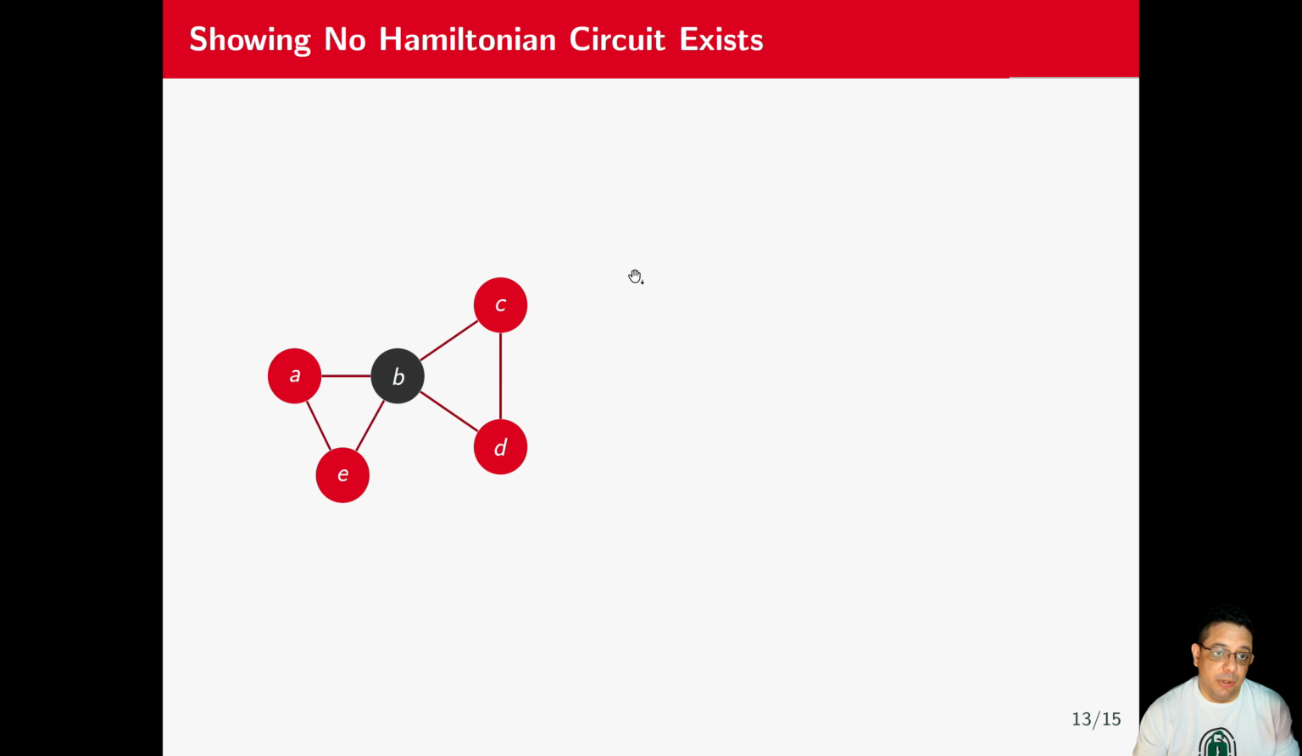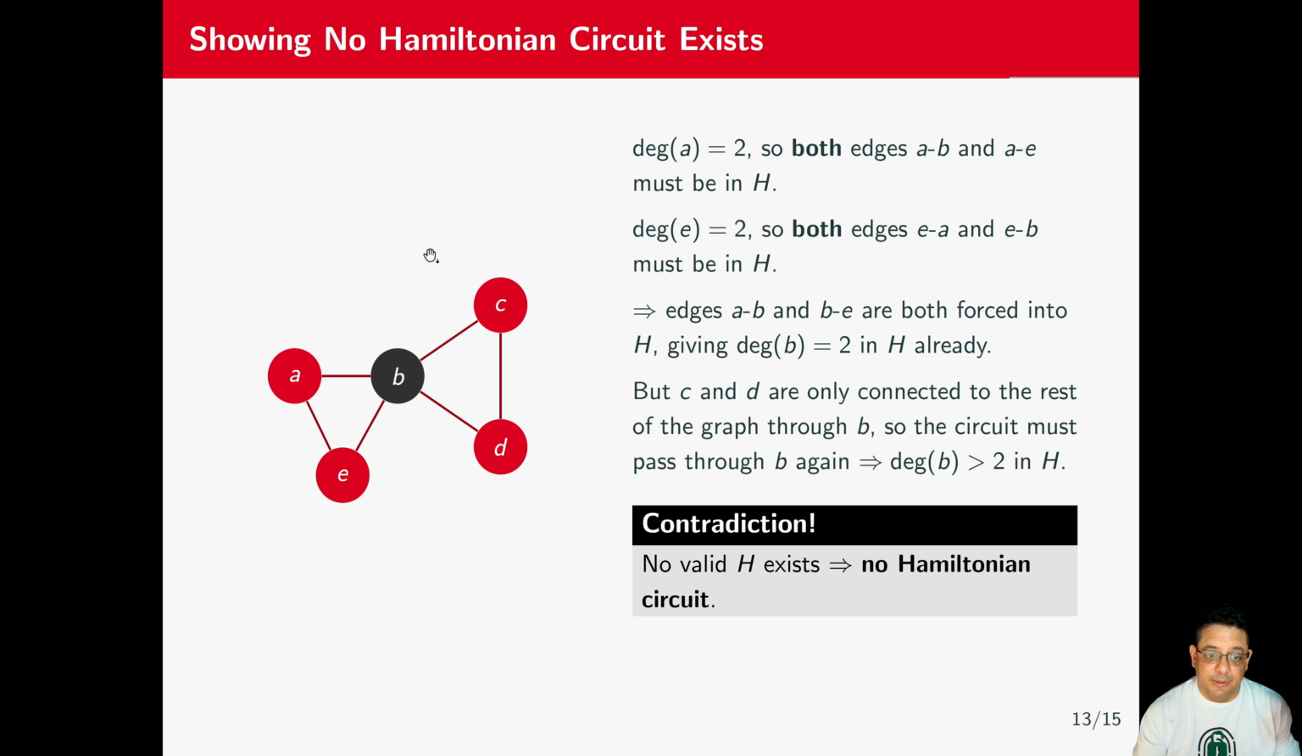Now we can also show that no Hamiltonian circuit exists. For example, for this graph here, we have that the degree of A is 2. So both edges A to B and A to E must be in H. The degree of E is also 2, so the edges E to A and E to B must also be in H. And the edges A to B and B to E are both forced into H.